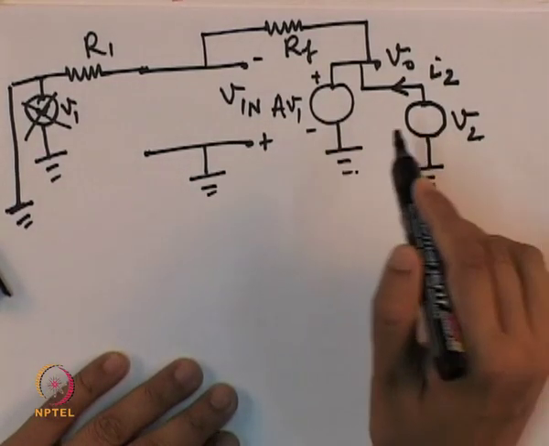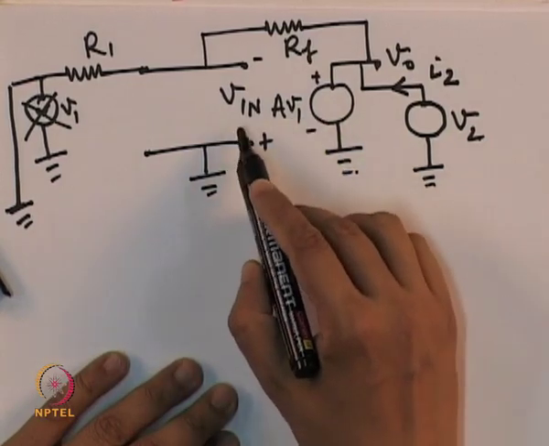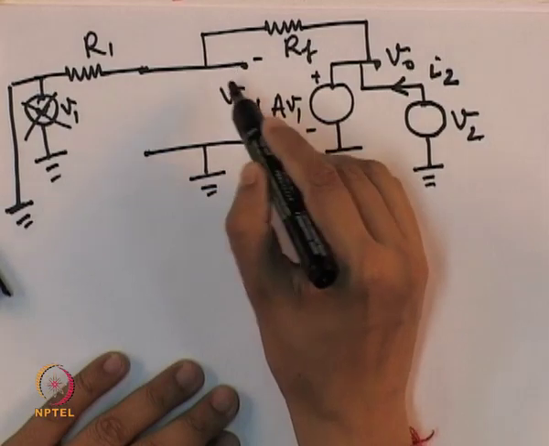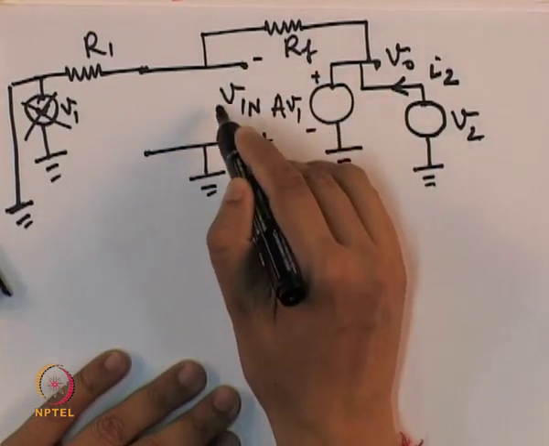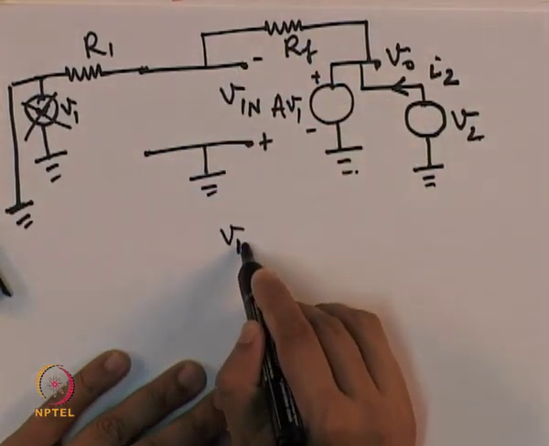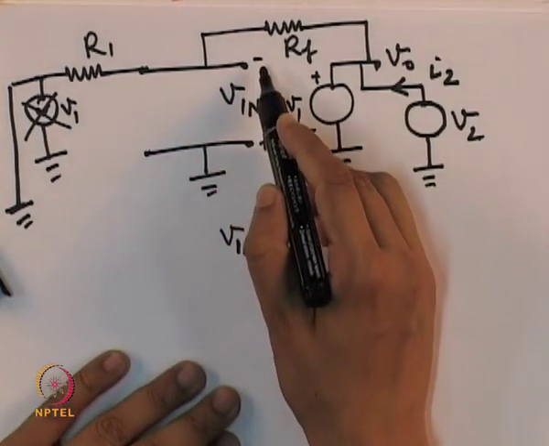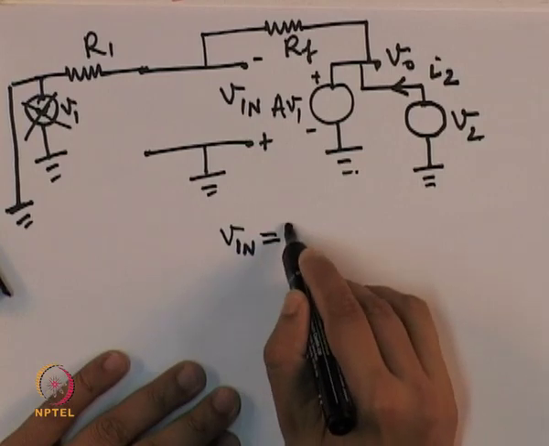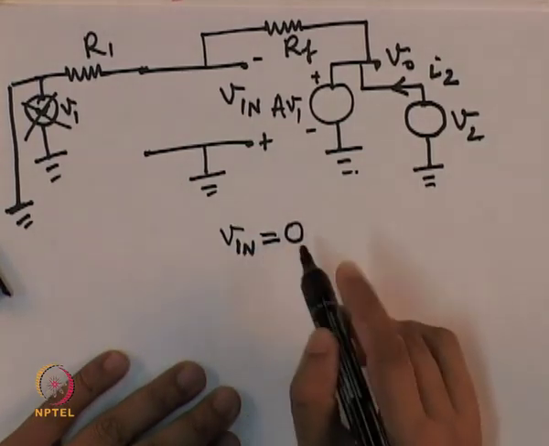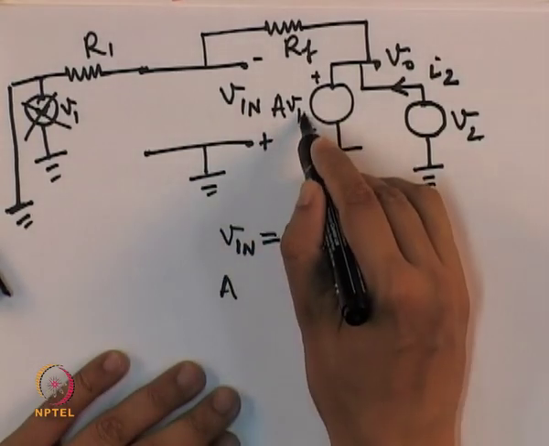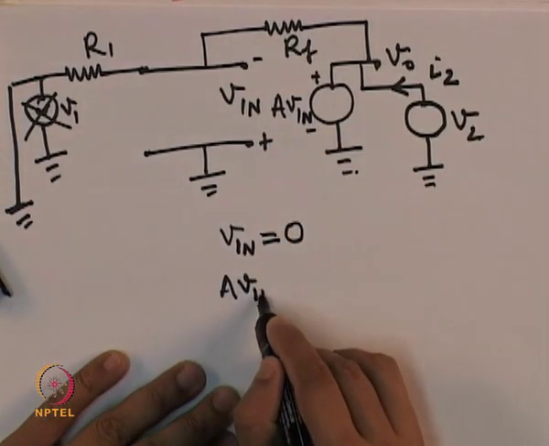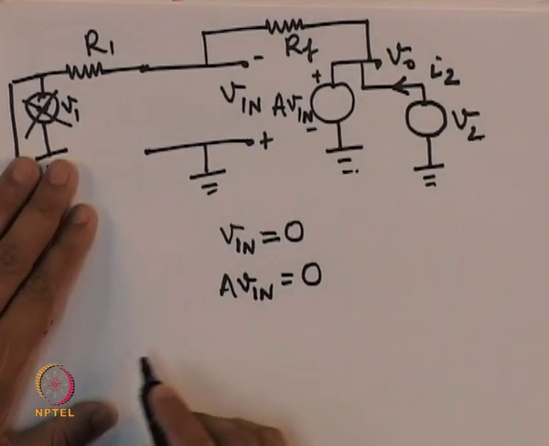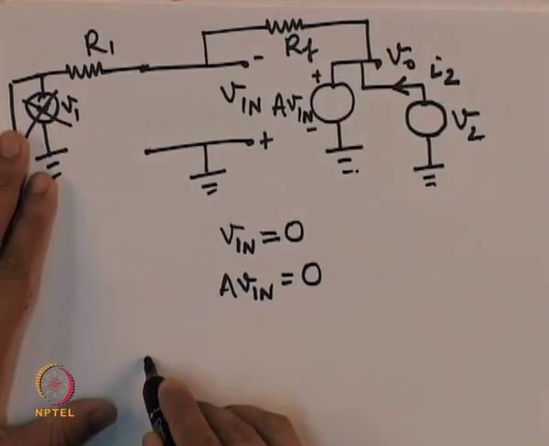Now, first thing to note is that because this source voltage is now 0, V in, that is the voltage actually appearing at the non-inverting terminal, is 0. If V in is 0, then this A V in is also equal to 0. So, in that case the equivalent circuit becomes something like this.